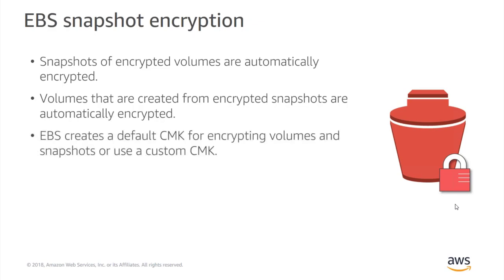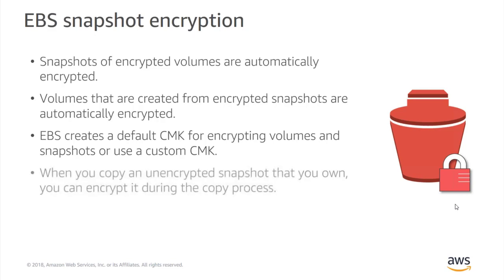EBS uses KMS keys to perform encryption. EBS will create a default managed key, or CMK, in each region where EBS is used. This key can be used for encrypting volumes and snapshots, but it's fully managed by AWS and can't be modified. If you need more control over your encryption keys, then a custom CMK can also be created, and we'll talk about this more in the next slide.